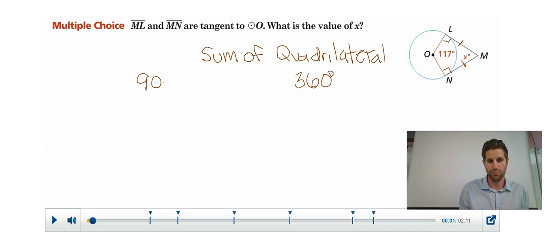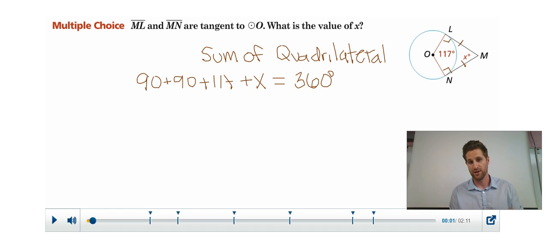So we get 90 plus 90 plus 117. That's a horrible looking 7. Plus x equals 360, and then we can just go ahead and add them up and subtract from 180.